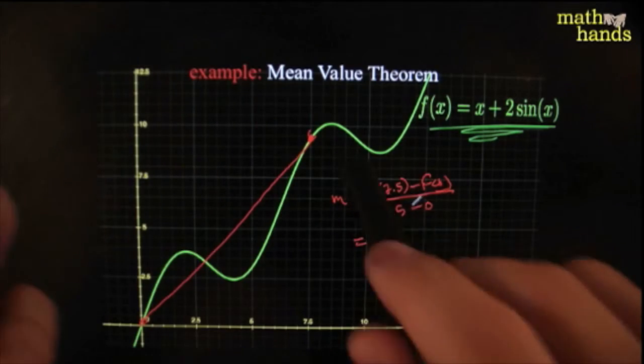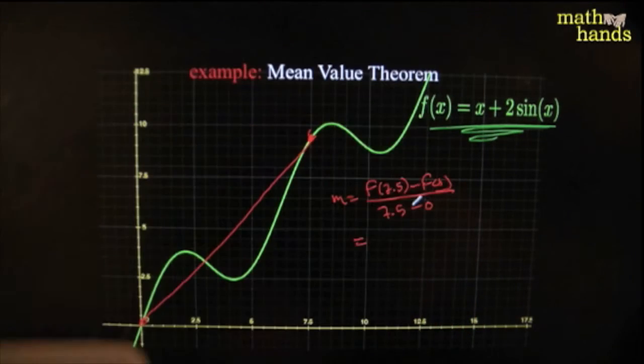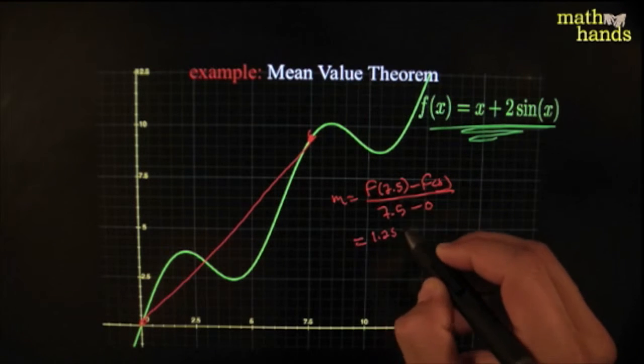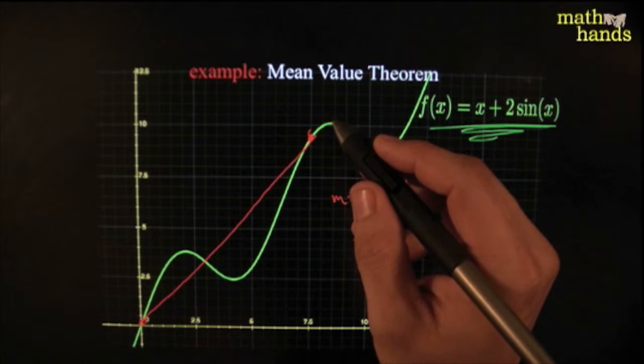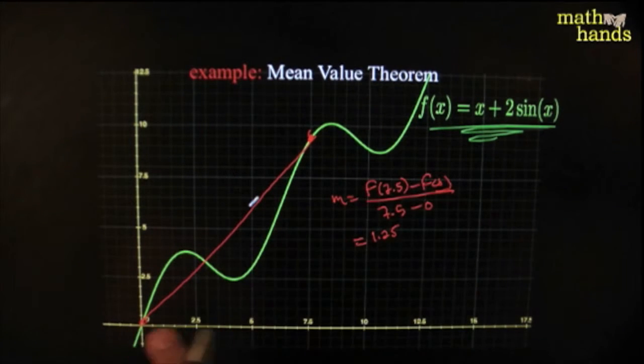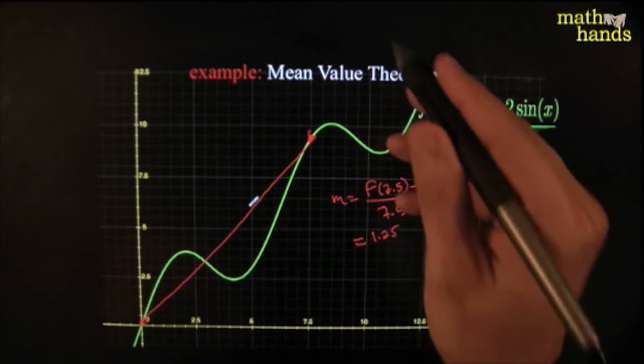I'm trying to calculate the secant slope, so you just plug in 7.5. You get that the secant slope is 1.25. So what does the mean value theorem tell you? It tells you that there's at least one point within this range from 0 to 7.5 where the tangent slope is also 1.25 approximately.